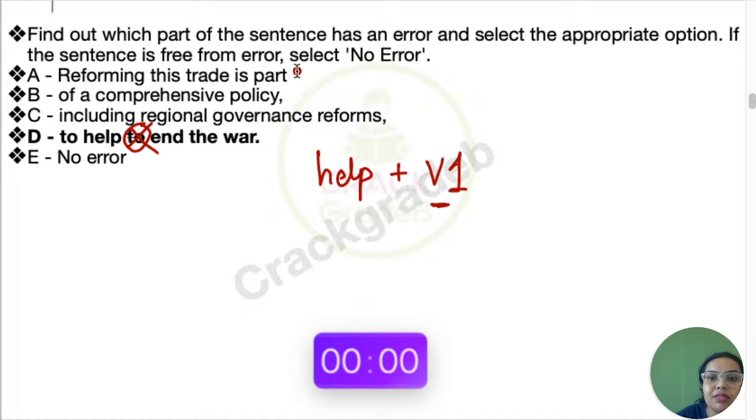Reforming this trade is part of what? A comprehensive policy, including other reforms to help end the war. This TO will not come. This is bare infinitive, verb in its first form without to, and it is not the main verb of the sentence.